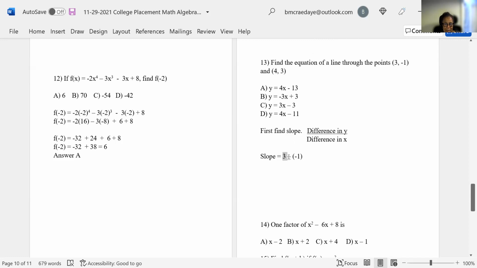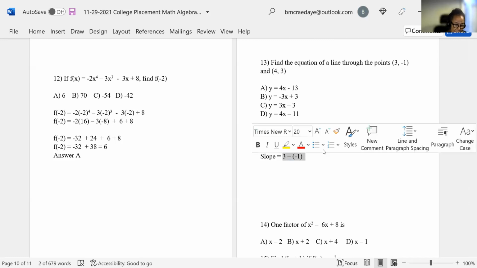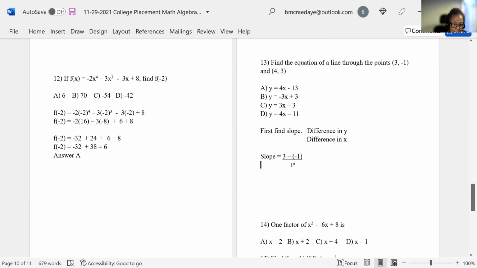So this would be divided by your x's, 4 minus 3. Okay, what's a 3 minus a -1? No, a 3 minus a -1 is a 3 plus 1, right? Because minus is plus. So that should be 3 plus 1.